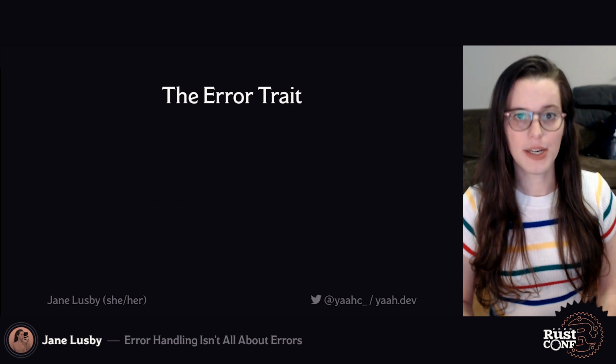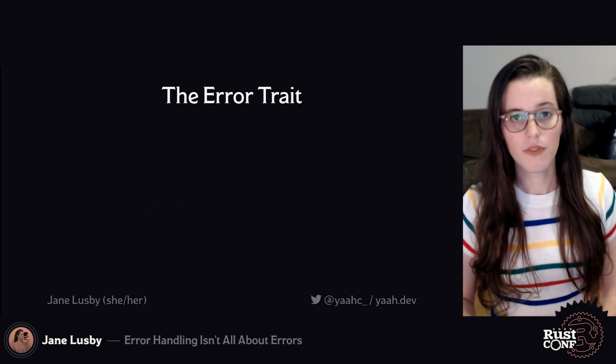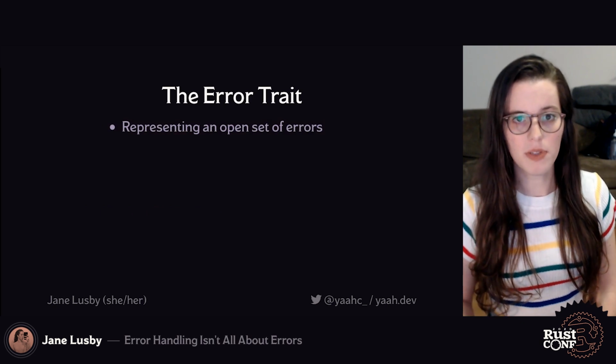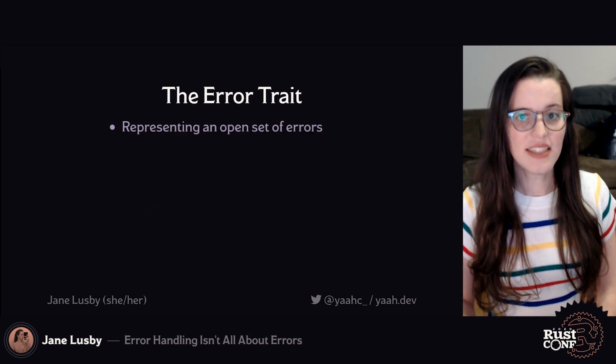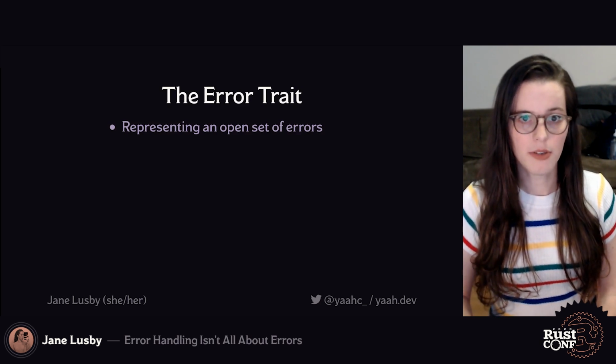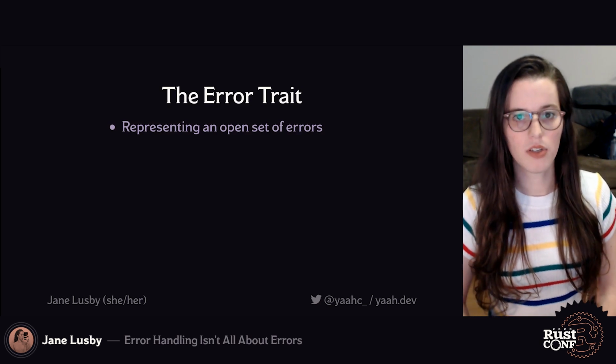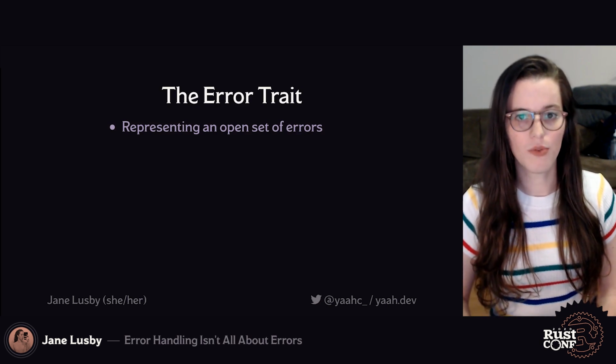Finally, we have the Error trait. The Error trait fills three roles in Rust. First, it lets us represent an open set of errors by converting any type that implements the Error trait into an Error trait object. This is important for composing errors, and it is what lets us expose our source errors via the Error trait, regardless of their actual type.